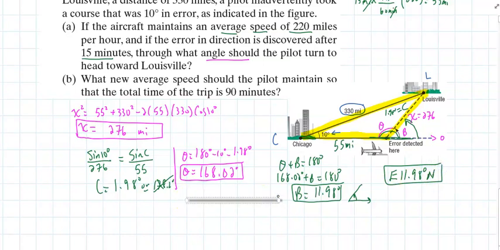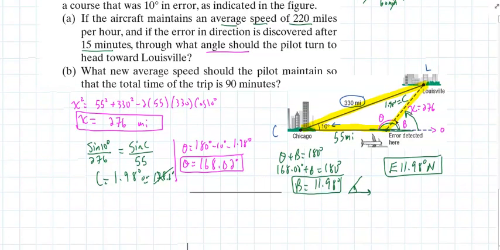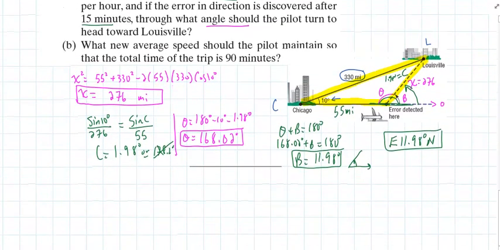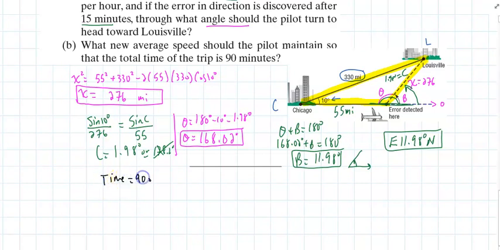As for part B, what new average speed should the pilot maintain so that the total time of the trip is 90 minutes? Well, they don't want to change the time. You know the time is 90 minutes, which is 1.5 hours. You could get that by taking 90 minutes, and each 1 hour is 60 minutes, and just reduce, and that's how you get the 1.5.